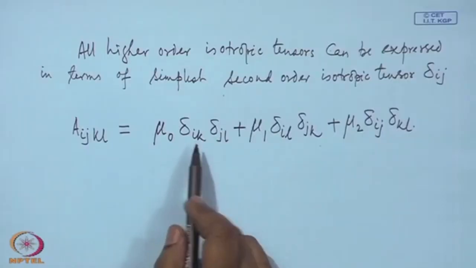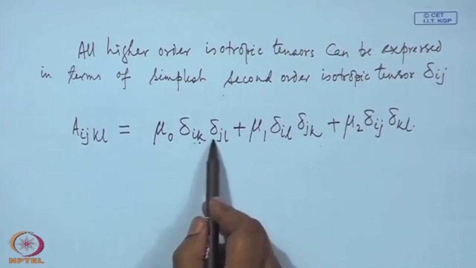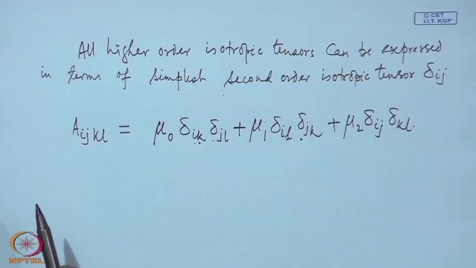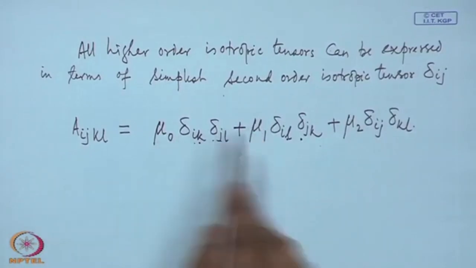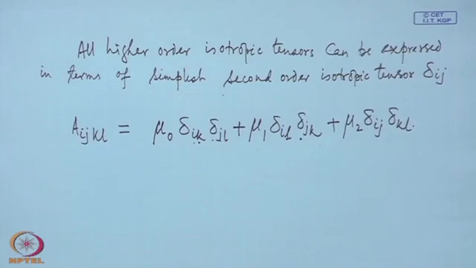See this, if we interchange I and J and K and L, this delta I K delta J L will become delta J K delta I L, which is the second one. So, if A I J has to be symmetric, in that case this mu 0 and mu 1 must be the same. Otherwise, the A I J will not remain symmetric.